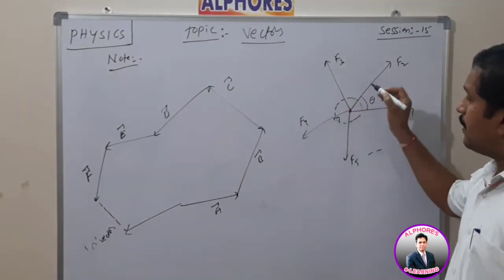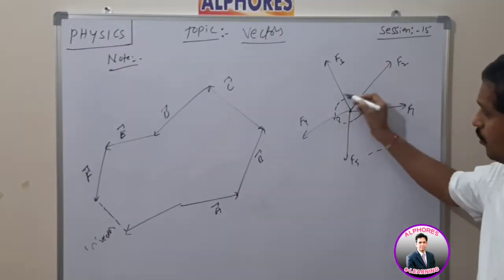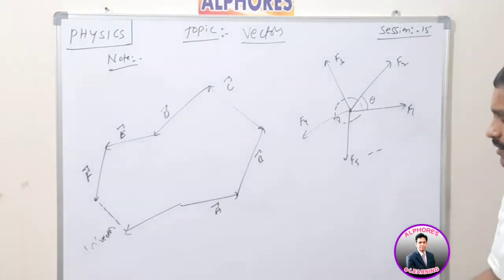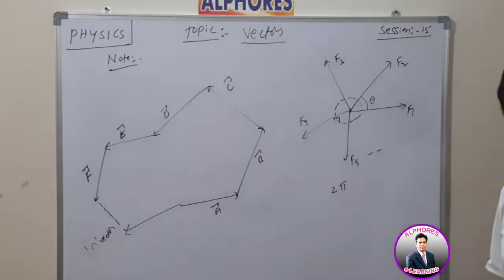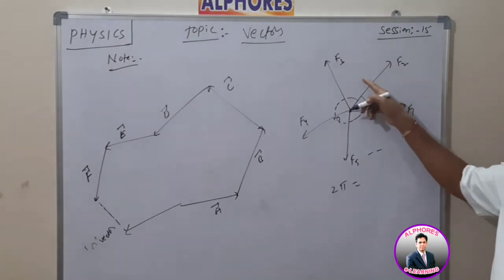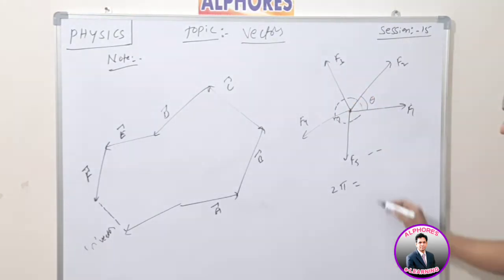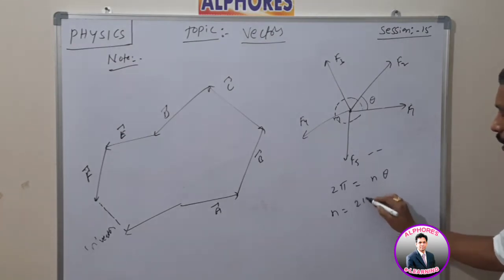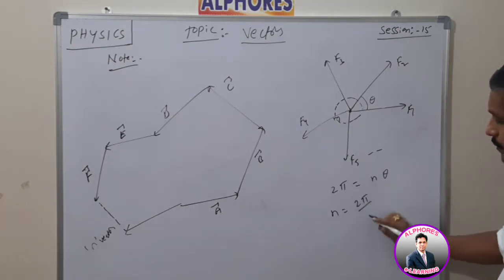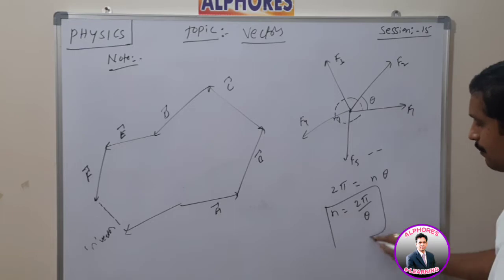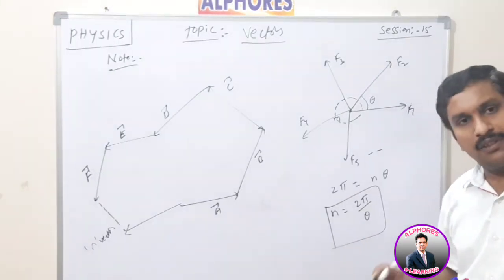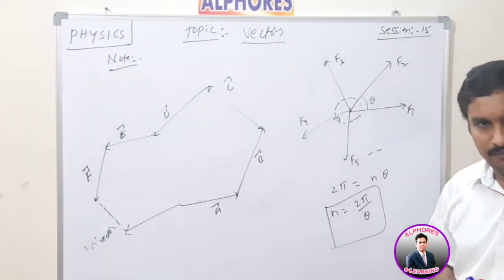By taking all these conditions, what is the number of forces required, meaning the number of vectors required to keep the particle in equilibrium? If it completes the total loop, a closed circle, how much angle is that? 2 pi. Each and every force makes an angle theta with another force, and I am taking n forces, meaning n into theta. That means the number of forces required to keep the particle in equilibrium is 2 pi by theta.